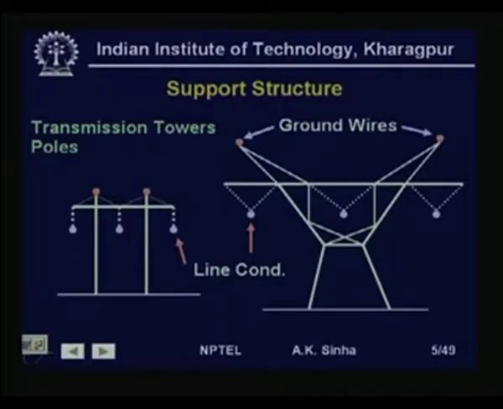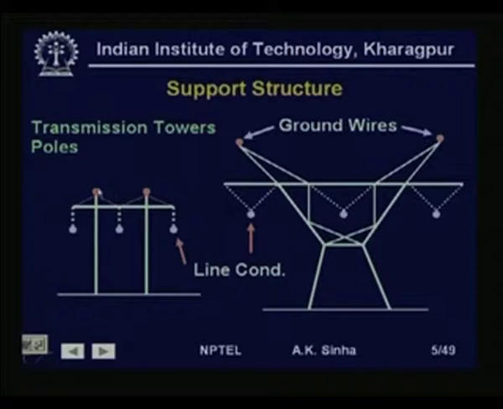Then come the support structures on which these conductors are put. These are basically transmission towers or transmission poles. Now, here we have shown transmission towers. This is for extra high voltage lines. Generally, what you have is these 3 phase conductors are placed like this. At a lower voltage, this can be made like this also. Here, the configuration of the conductors is in a horizontal plane, and the 3 phase conductors are placed like this.